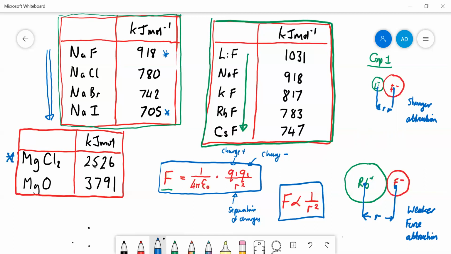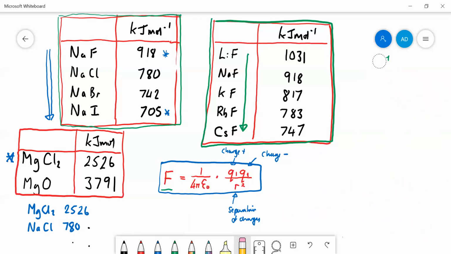Now, if we compare magnesium chloride to sodium chloride, the lattice enthalpy is much bigger here, isn't it? You've got 780 for the sodium chloride, and a really big 2,526 for the magnesium chloride. Now, what's going on there? That's a little bit more complicated, but not much, and we're going to just think about our equation here in blue again.